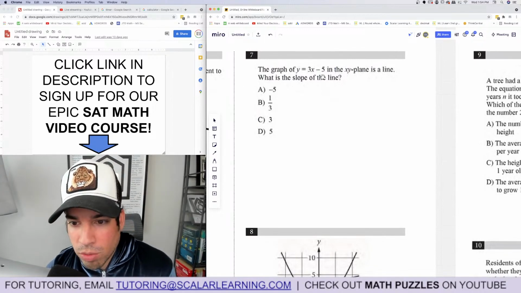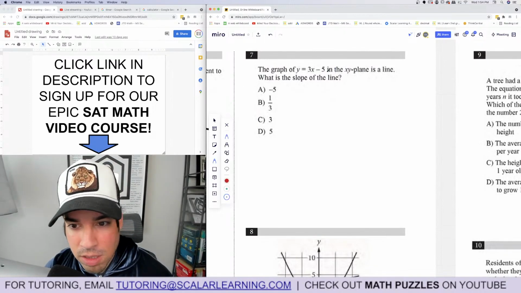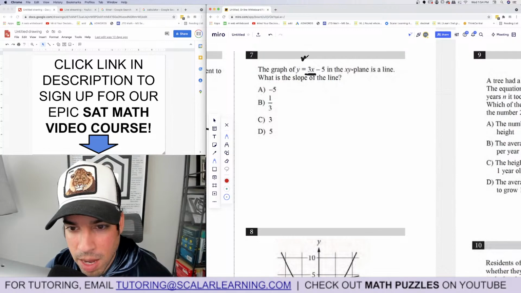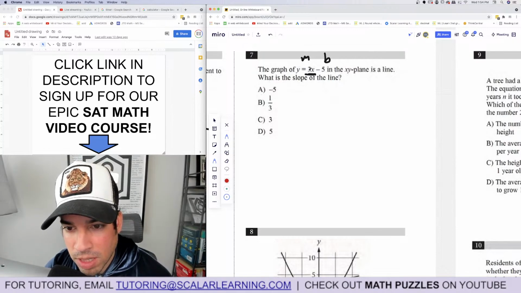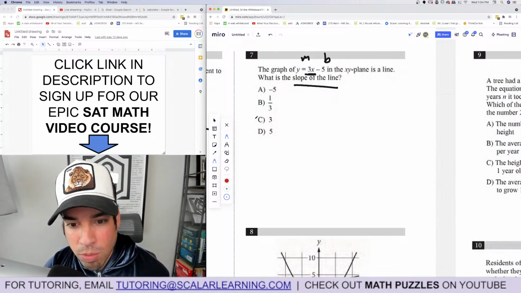Number 7. The graph of y equals 3x minus 5 in the xy plane is a line. What is the slope of the line? This is slope-intercept form. M is the slope. This is the y-intercept, the negative 5. They're not asking about that. They want the slope. 3 is the winner.